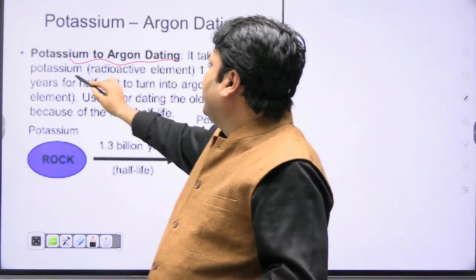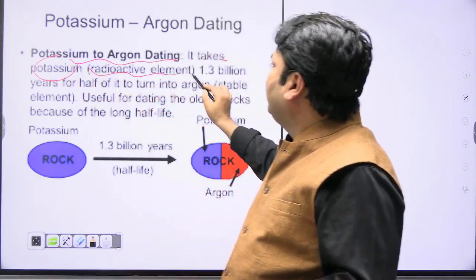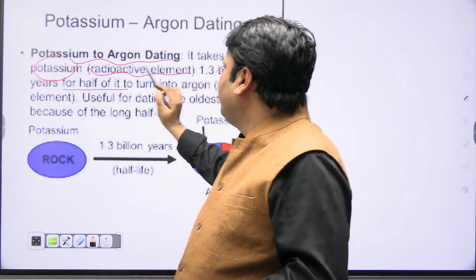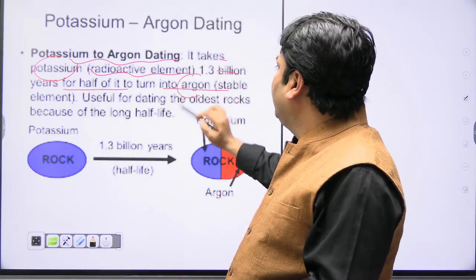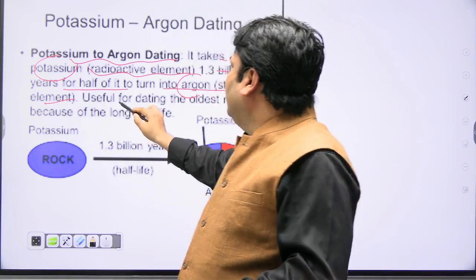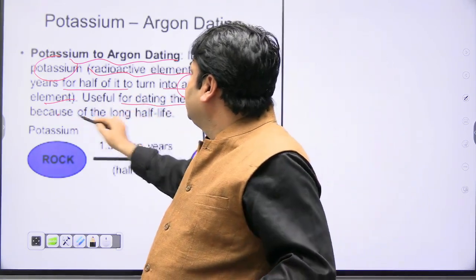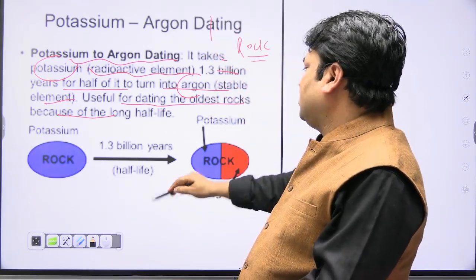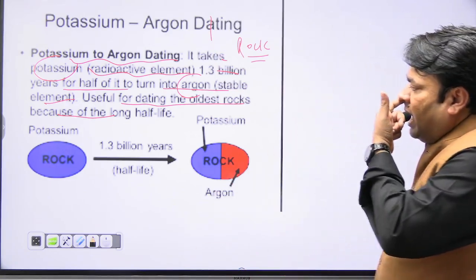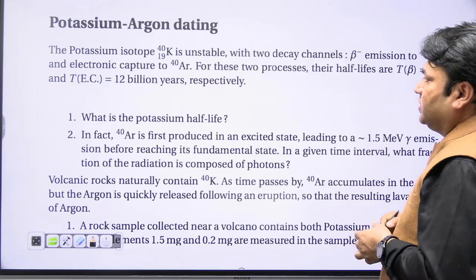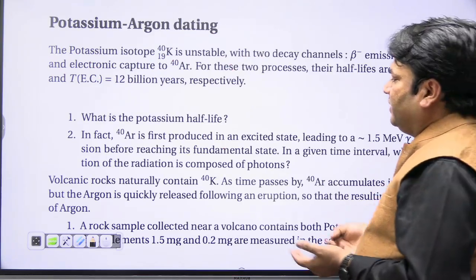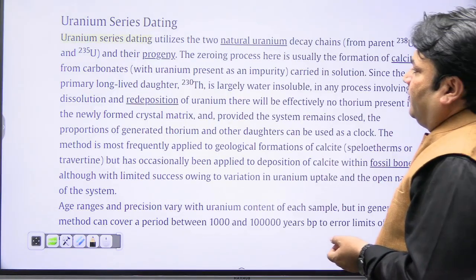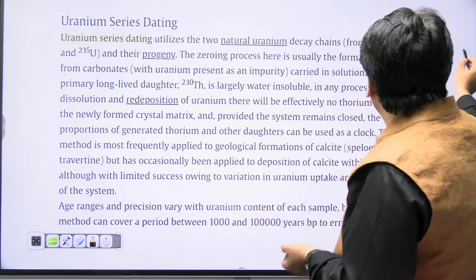So it takes potassium, again potassium is a radioactive element. Got it? And it takes 1.3 billion years for half life of it to turn into argon, a stable element. Now it is useful for dating the oldest rocks. This method is used for determining the age of oldest rocks. On the basis of this half life of the potassium, this method has been used. Got it? This is very simple. Now it has been explained here. So this is potassium argon method.